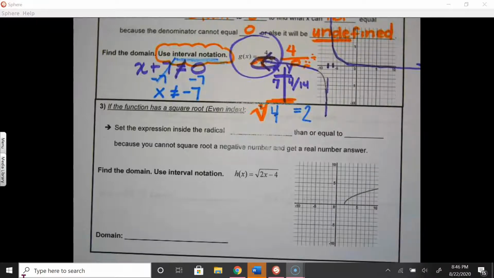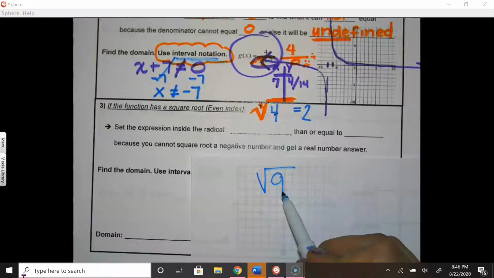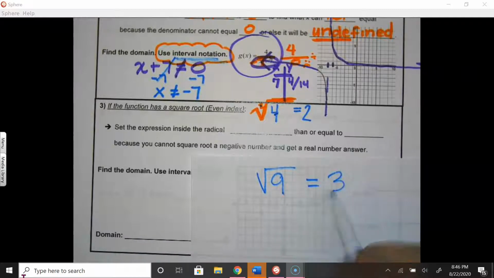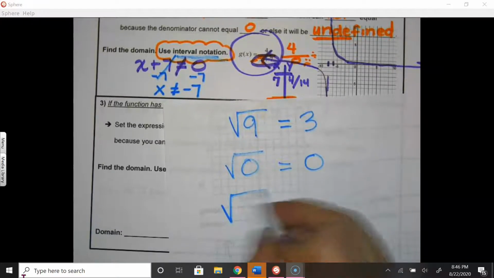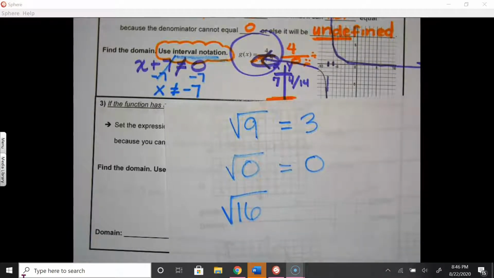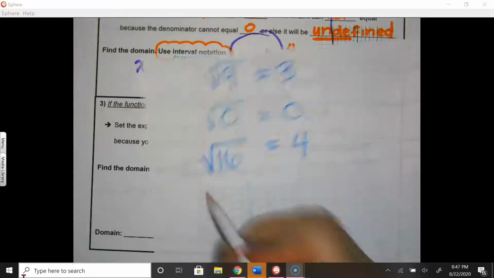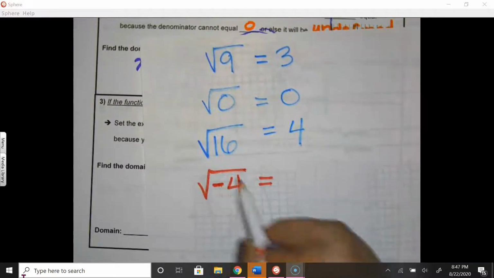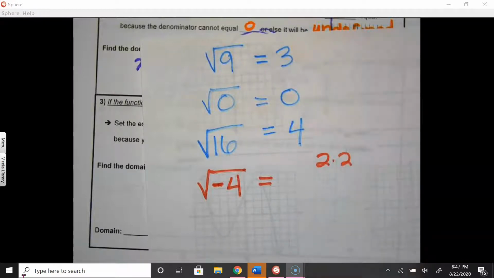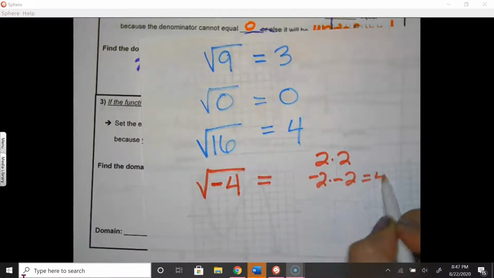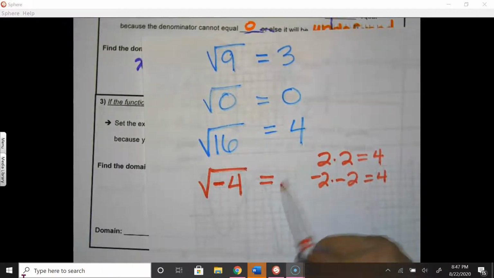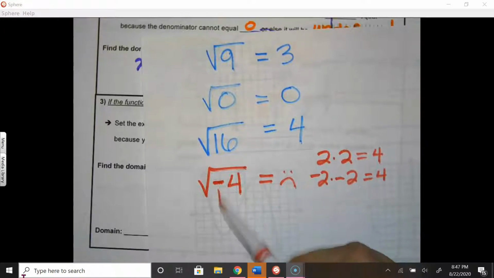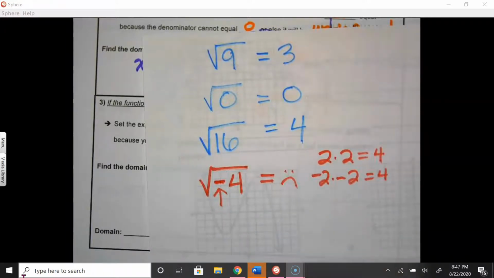Okay, so let's think about something. The square root of 9, what times itself is 9? 3. Square root of 0, what times itself is 0? 0. Square root of 16, what times itself is 16? 4. But what if we put a negative inside? What times itself is -4? So 2 times 2 doesn't work. -2 times -2, these are both 4.